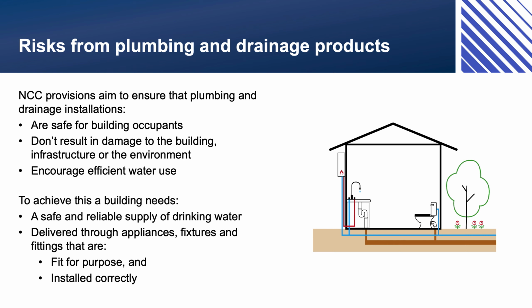NCC provisions aim to ensure that plumbing and drainage installations are safe for building occupants, don't result in damage to the building, infrastructure or the environment, and encourage efficient water use. To achieve this, a building needs a safe and reliable supply of drinking water, delivered through appliances, fixtures and fittings that are fit for purpose and installed correctly.